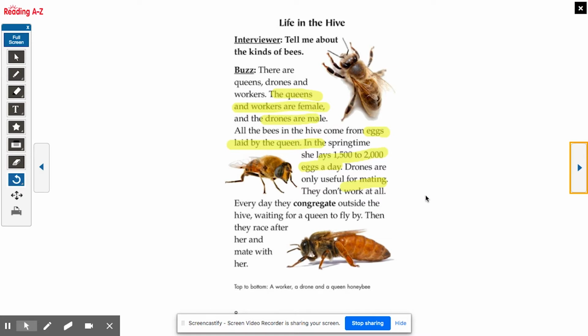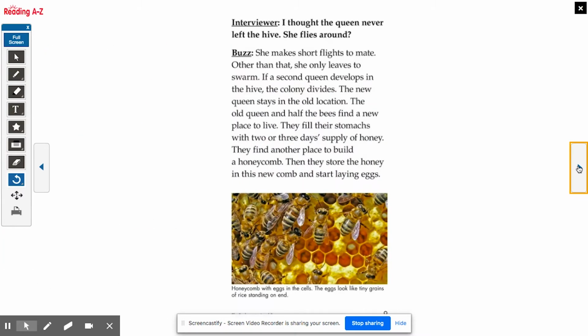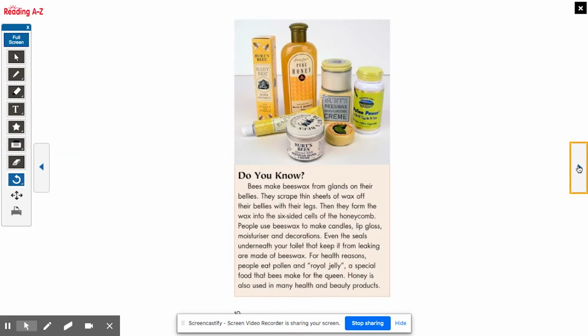There are queens, drones, and workers. The queens and workers are female, and the drones are male. All the bees in the hive come from eggs laid by the queen. In the springtime, she lays 1,500 to 2,000 eggs a day. Drones are only useful for mating. Now she goes on to talk about when a hive divides, there are often two queens and how they move.